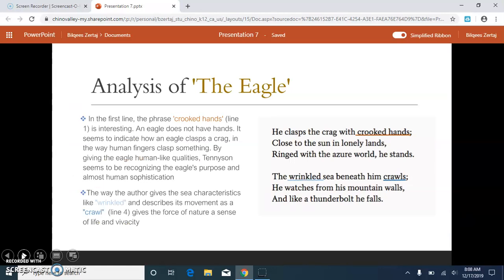Analysis. In the first line, the phrase crooked hands is interesting. An eagle does not have hands. It seems to indicate how an eagle clasps a crag in the way human fingers clasp something. By giving the eagle human-like qualities, Tennyson seems to be recognizing the eagle's purpose and almost human sophistication. The way the author gives the sea characteristics like wrinkled and describes its movement as a crawl in line 4 gives the force of nature a sense of life and vivacity.